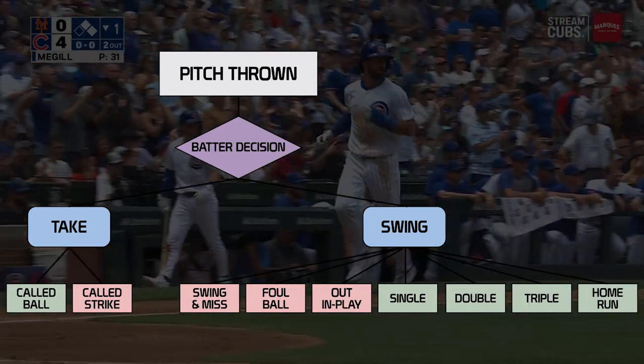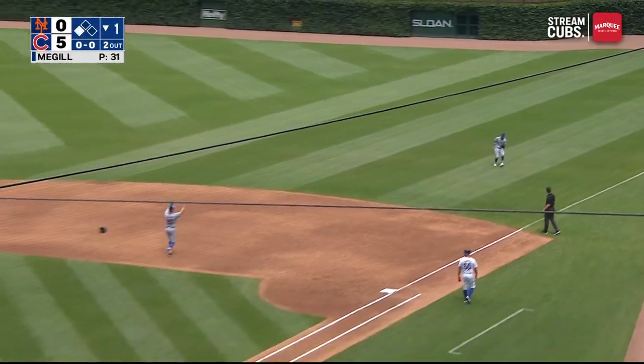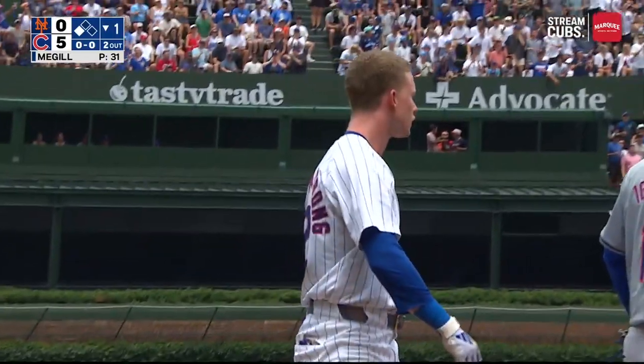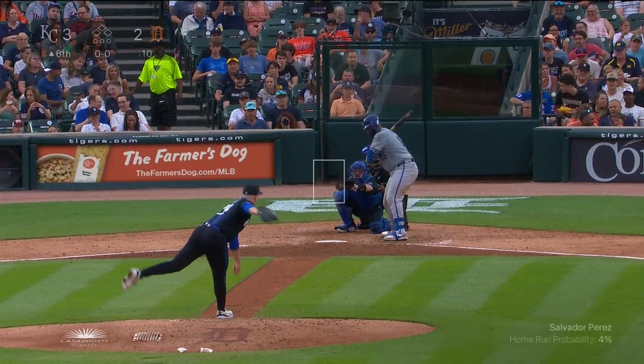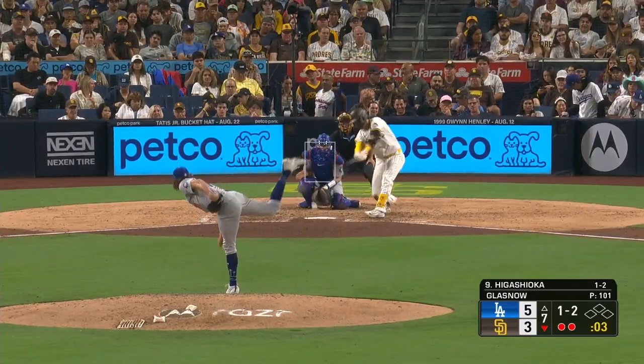To calculate the expected value, I had to establish how likely each outcome is to occur based on the pitch type and location. For instance, a fastball down the middle is likely to be called a strike, and a batter is unlikely to hit a home run on a curveball in the dirt.